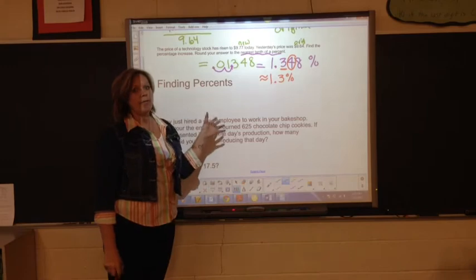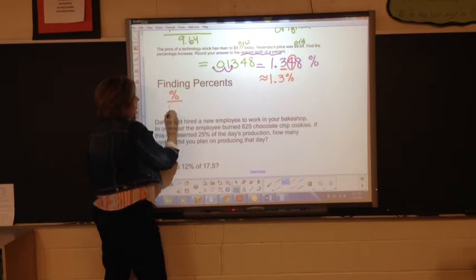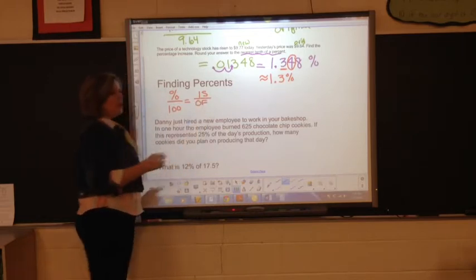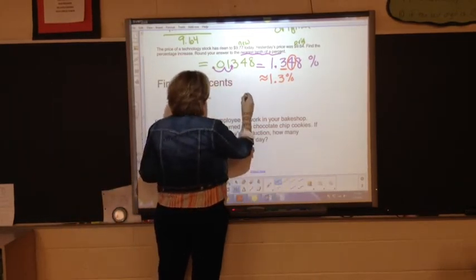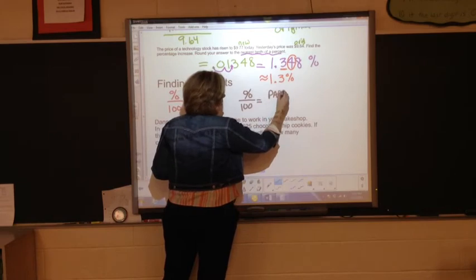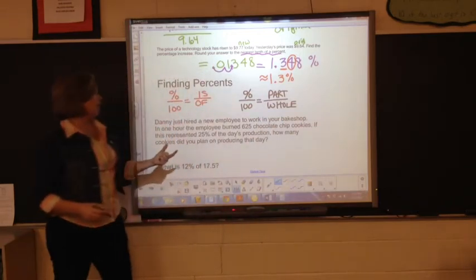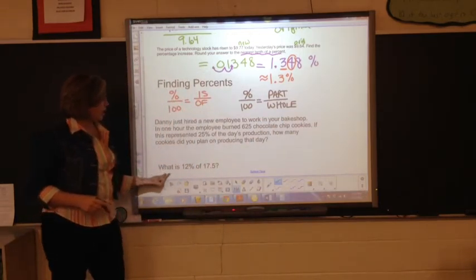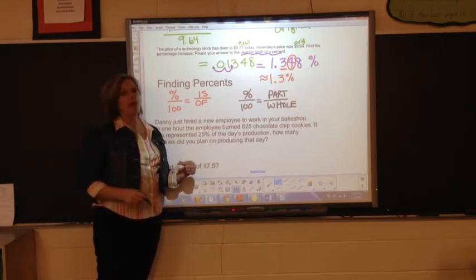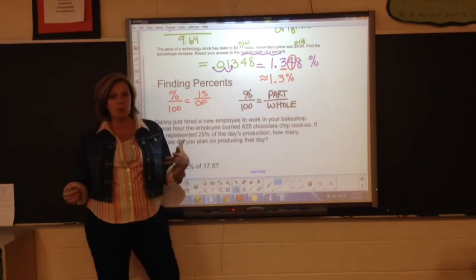All right, so when we learned how to find percents, you learned a proportion method, and it was percent over 100 equals is over of. You also learned percent over 100 equals part over the whole. Most often we use this when we're just given a problem similar to this one down here. What is 12% of 17.5? Most often we use the percent over 100 equals part over whole when we're given a word problem, okay?